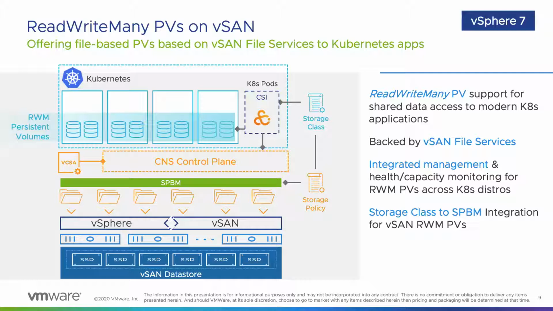vSAN file services is also something that we launched in vSphere 7, in April of this year, which allows applications to consume vSAN storage using file shares. Now we extended that support to modern applications with the read write many persistent volume integration. With simply a different access mode, we are able to consume vSAN file storage using read write many persistent volumes within Kubernetes applications. With this integration, we are extending all of the integrated management and monitoring capabilities of vSphere to these read write many persistent volumes as well. And as you saw in the previous slide, the storage class to SPBM policy integration is also available for read write many volumes.